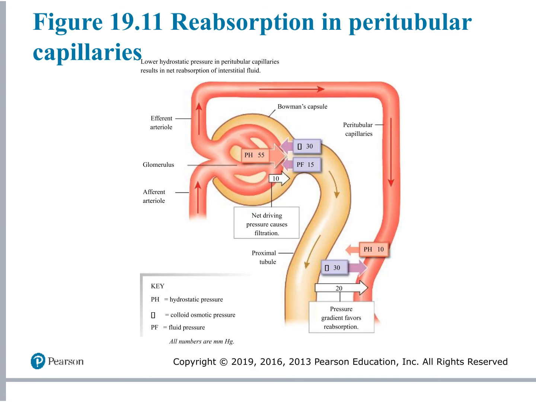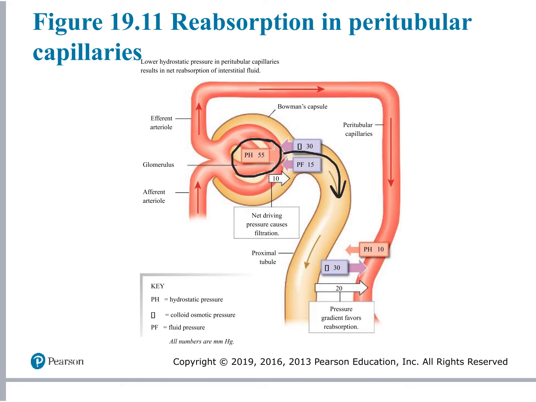Let's look at the pressures and see what's happening here with reabsorption in the peritubular capillaries. Let's follow hydrostatic pressure first. The hydrostatic pressure inside of the glomerulus, that's the blood pressure of the blood inside the glomerulus, as we mentioned earlier, is around 55 millimeters of mercury. That favors filtration of fluid out into the tubule.